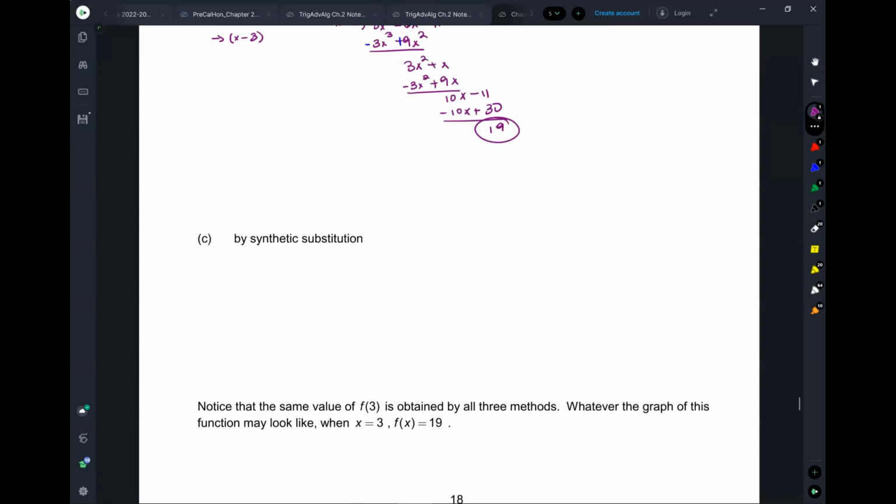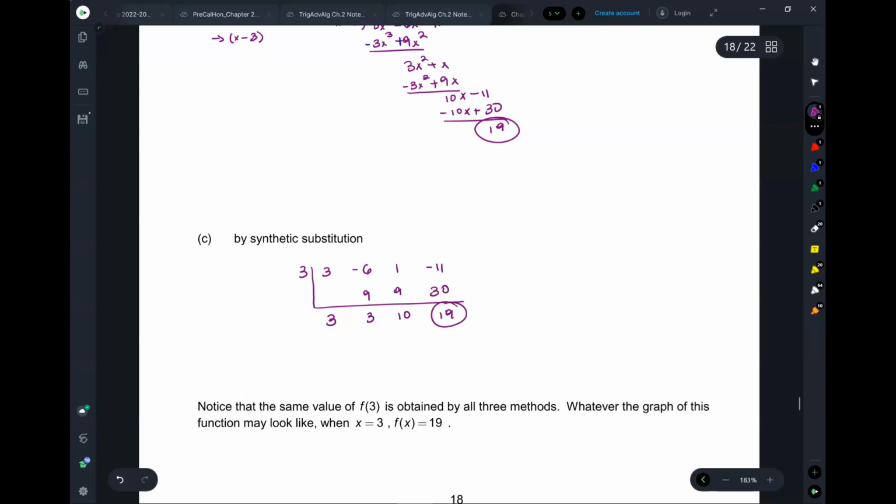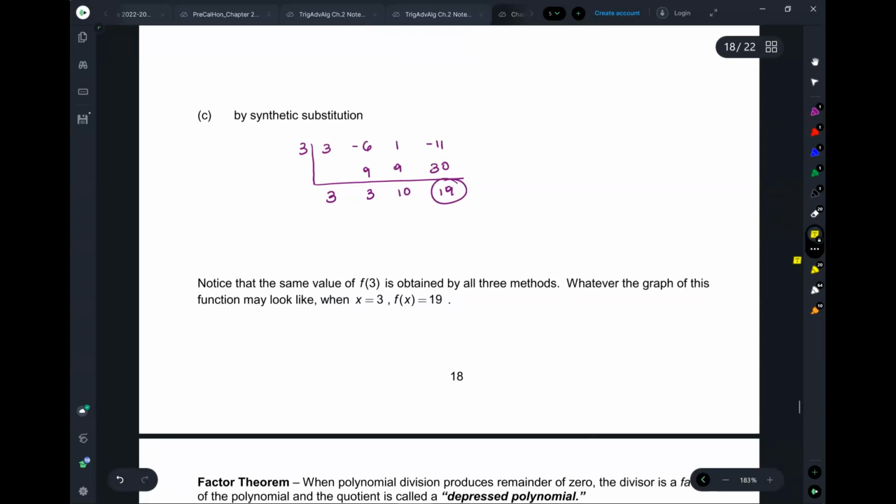For synthetic division, remember, we don't need any of the variables. So we don't need to write it as x minus 3. We can just take it as 3 to divide by outside. And here we have the coefficients of f of x, 3, negative 6, 1, negative 11. 3 comes down, 9, 3, 9, 10, 30, 19, right? So what happened? We got the same value of f of 3. We got the same value the 3 ways that we did it. That means we know that whatever the graph looks like, when x is 3, f of x will be 19.